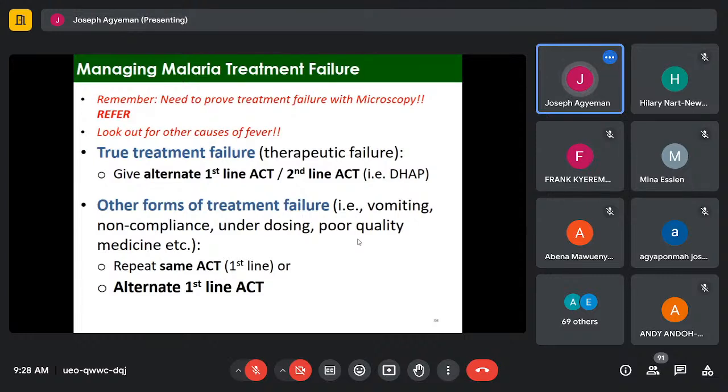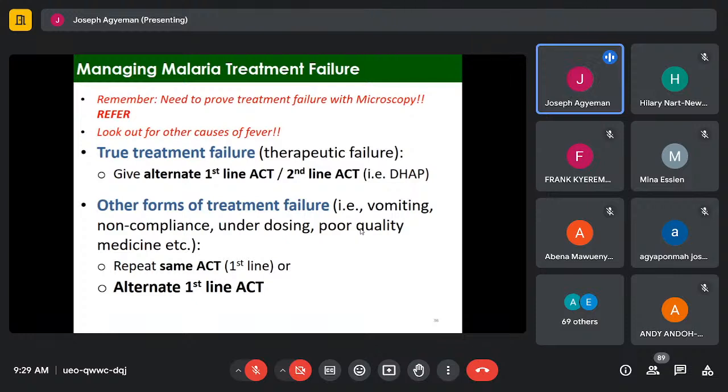Let's say you took artesunate amodiaquine and some of these, one is not a true treatment failure, which means your first two molecules or the combination that you took, for example, if you failed to vomit, if you comply now, if you take optimum doses, and if you go for a better brand with top-notch quality, then that same drug could work.